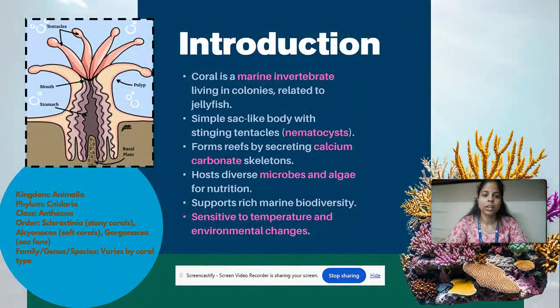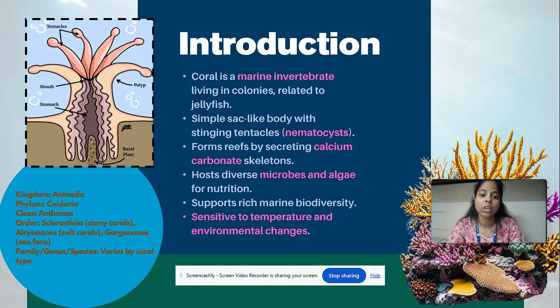Introduction. Coral is a marine invertebrate. They live in colonies and are closely related to jellyfish. They come under phylum Cnidaria or Coelenterates. They have a simple sac-like body, as you can see in the picture, with stinging tentacles called nematocysts. They are used for nutrient absorption and defense.